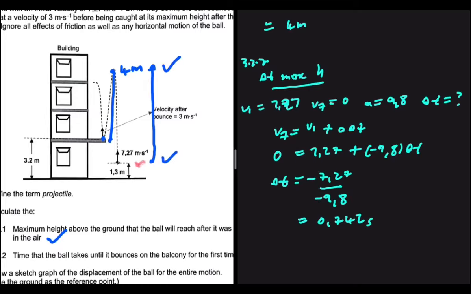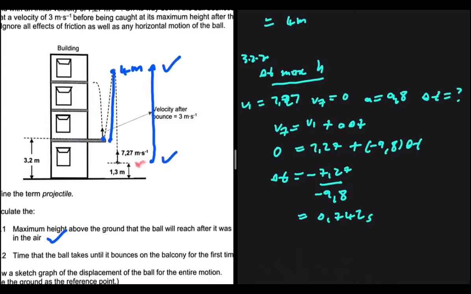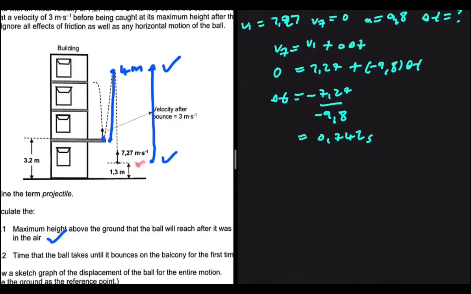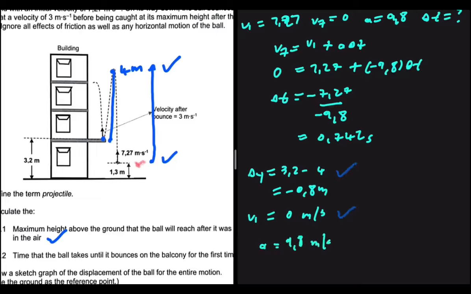Now we need the time from maximum height until it bounces off the balcony. Well, from the maximum height until the balcony, we have a displacement which is equal to height final 3.2 minus the initial, which is 4. This is equal to minus 0.8 meters. This is our displacement from maximum height until the balcony. What else do we have? We have Vi. We know that Vi is 0 meters per second. What else do we have? We have the acceleration, obviously, that is 9.8 meters per second squared. And what we're looking for is the time.